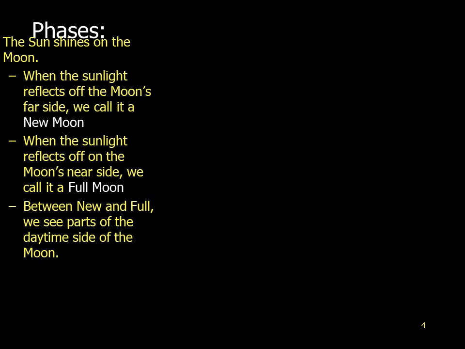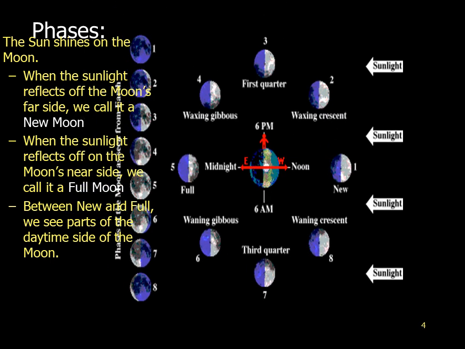Half the moon is almost always in sunlight. But since the moon orbits Earth, you see the moon from different angles. The phase of the moon you see depends on how much of the sunlit side of the moon faces Earth. So look at this picture carefully.